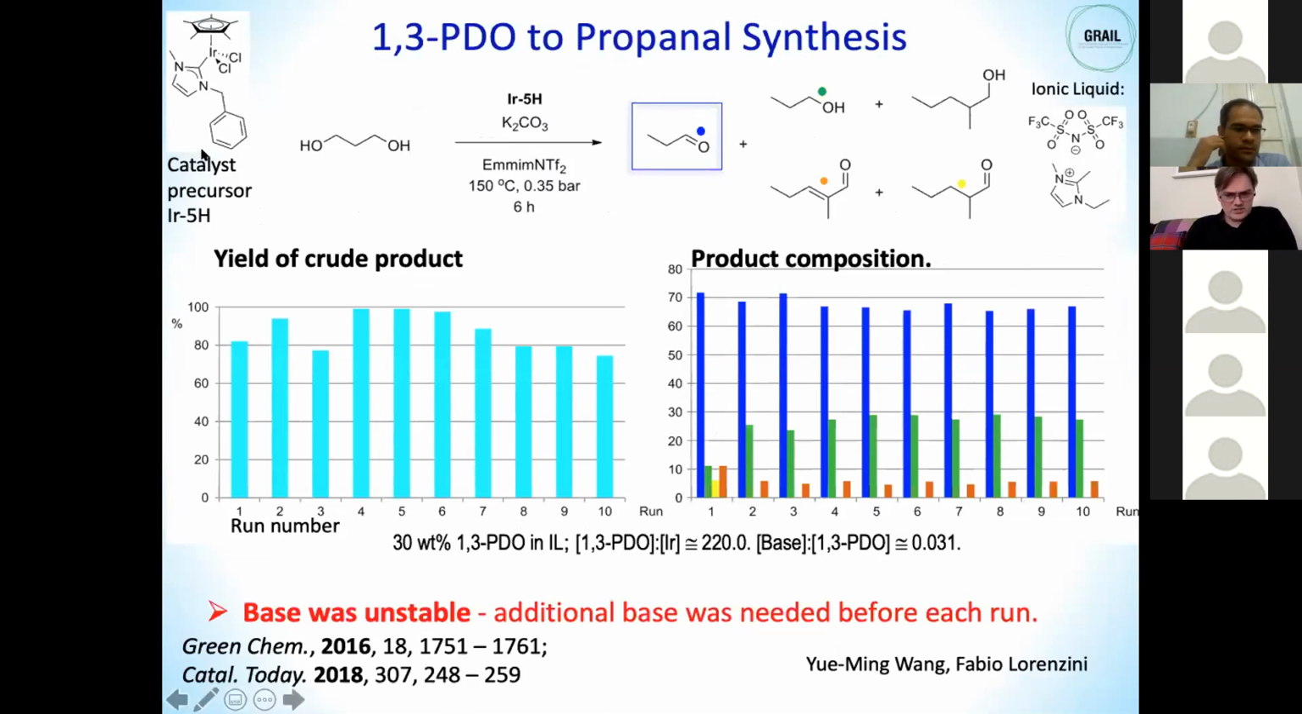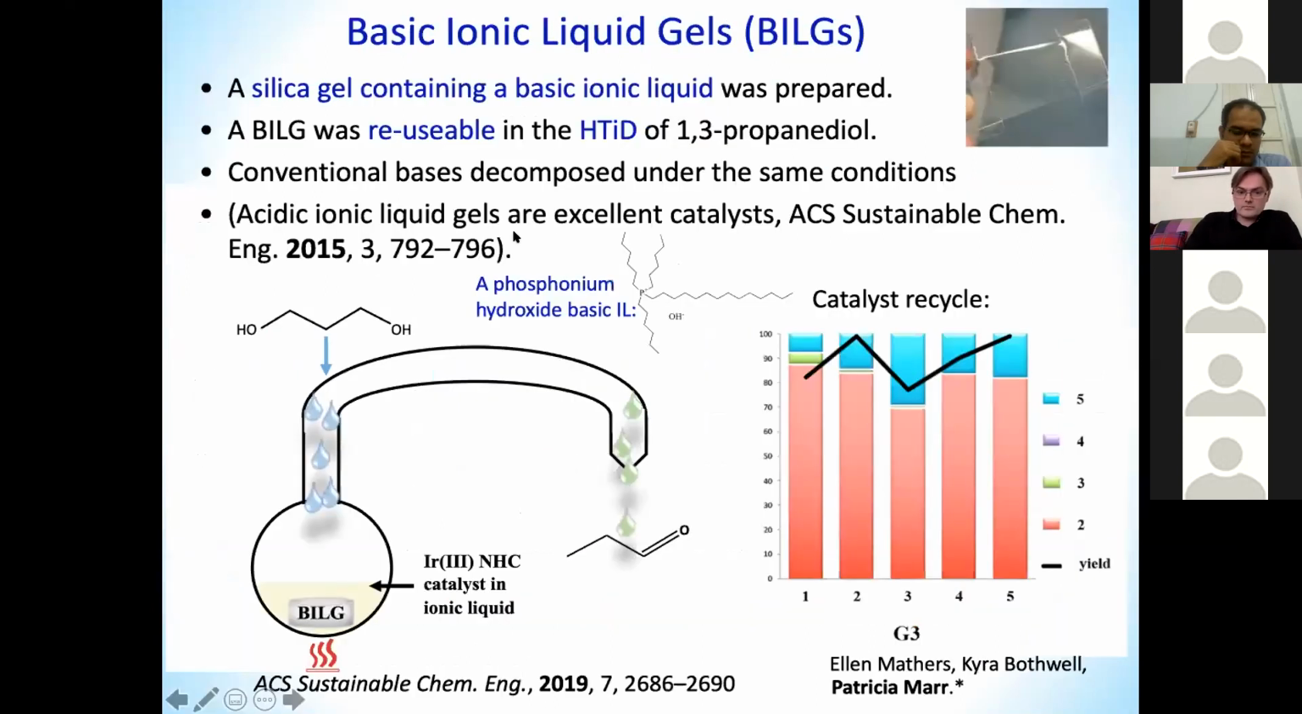Now, the catalyst was stable, and we could produce after the first run a very consistent product distribution. But if you see this in red here, the base was unstable. So we tried a few bases in this, all of which were unstable for the recycling. So these recycles are all done by adding additional base. So that started a parallel study on finding heterogeneous bases that were stable. And we managed to solve this problem with a basic ionic liquid gel.